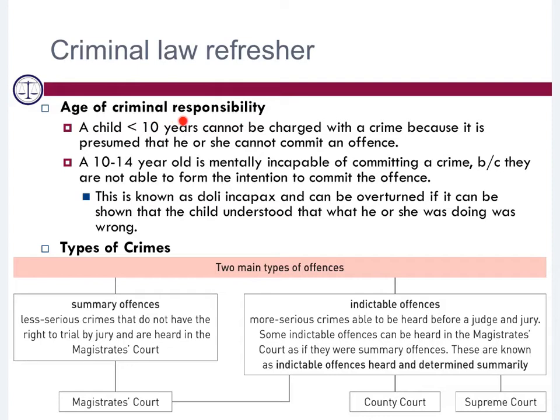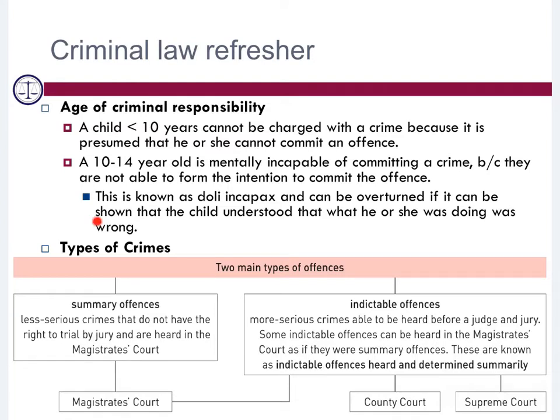The age of criminal responsibility refers to the fact that a child under 10 years old cannot be charged with a crime because it is presumed that he or she cannot commit an offence. So a 10 to 14-year-old is mentally incapable of committing a crime because they are not able to form the intention to commit the offence. This is known as doli incapax and can be overturned if it can be shown that the child understood that what he or she was doing was wrong.